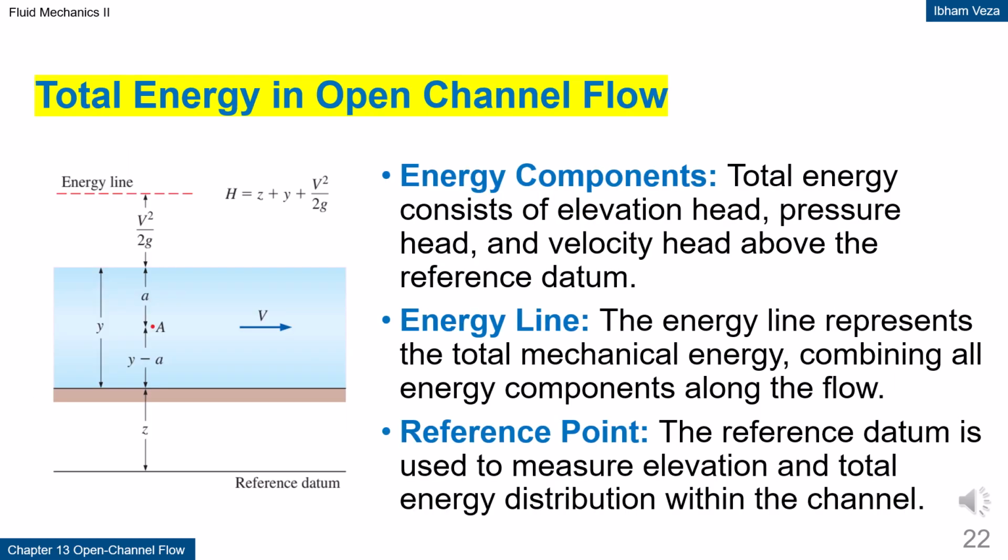Total energy in open channel flow. The total energy in a flow consists of elevation, pressure, and velocity components measured from a reference datum. The energy line represents the total mechanical energy available along the flow. Any change in depth or velocity will change the position of this energy line. This concept helps visualize how energy is distributed in the channel system. With this approach, the analysis of energy losses becomes more systematic.